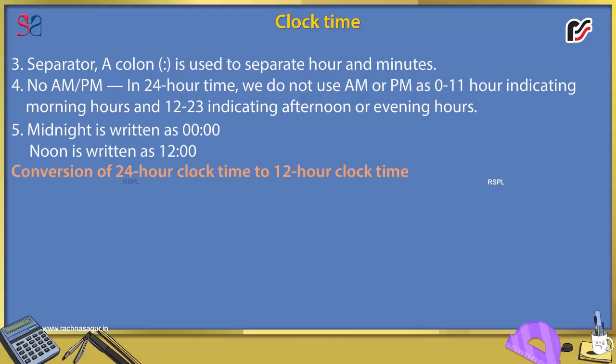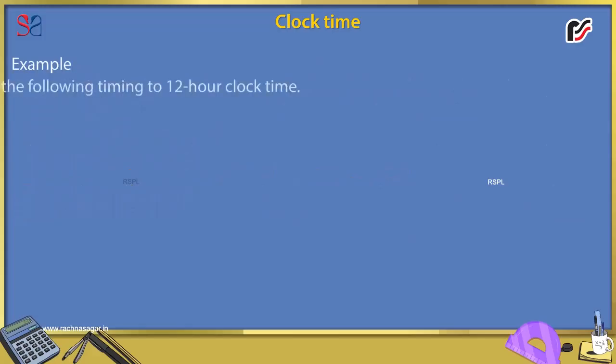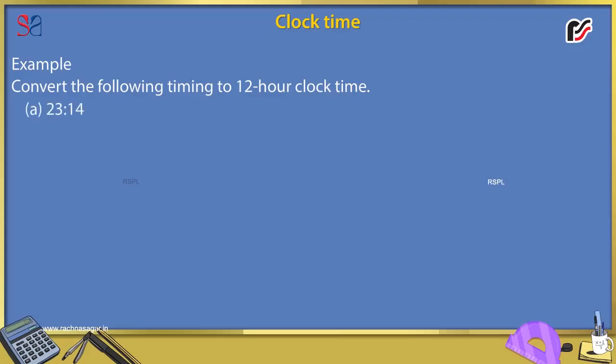Conversion of 24-hour clock time to 12-hour clock time. To convert from 24-hour clock time to 12-hour clock time, we add AM to any time up to 11:59, and for time from 12:00 to 23:59, we subtract 12 from the hour and write PM. Example. Convert the following timings to 12-hour clock time. A. 23:14, B. 15:30, C. 7:40.